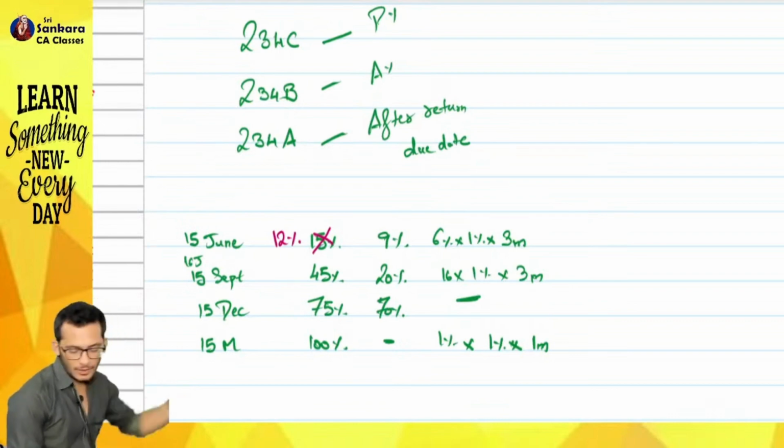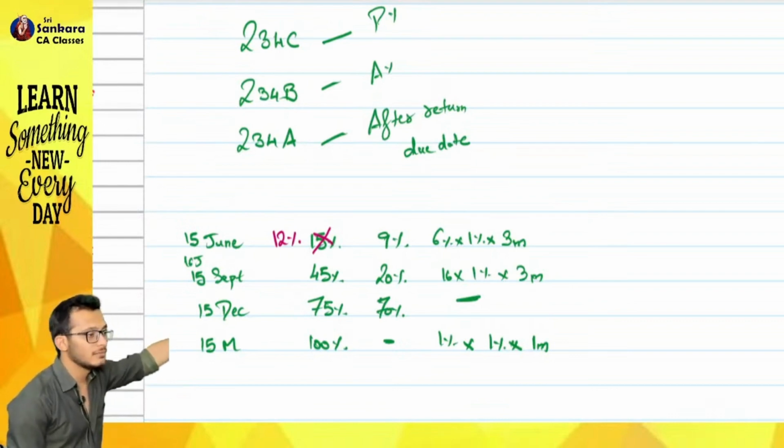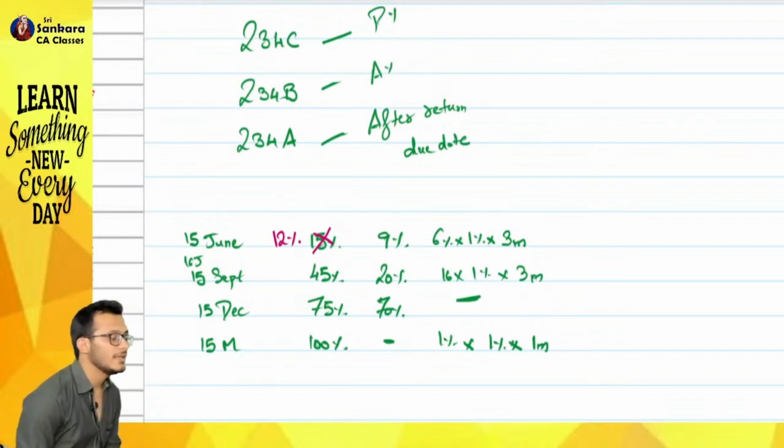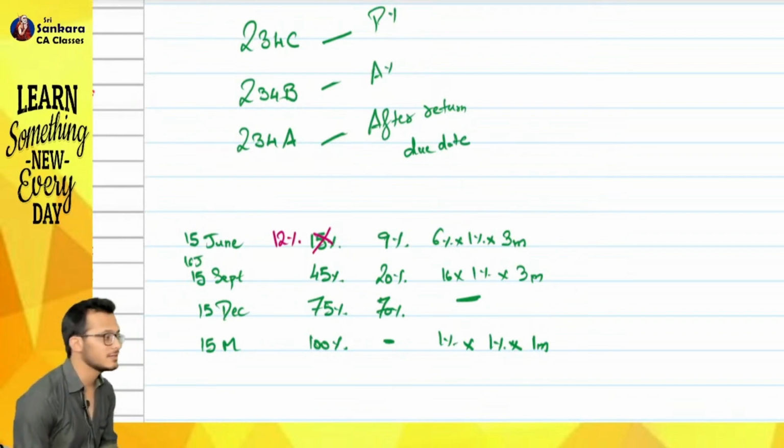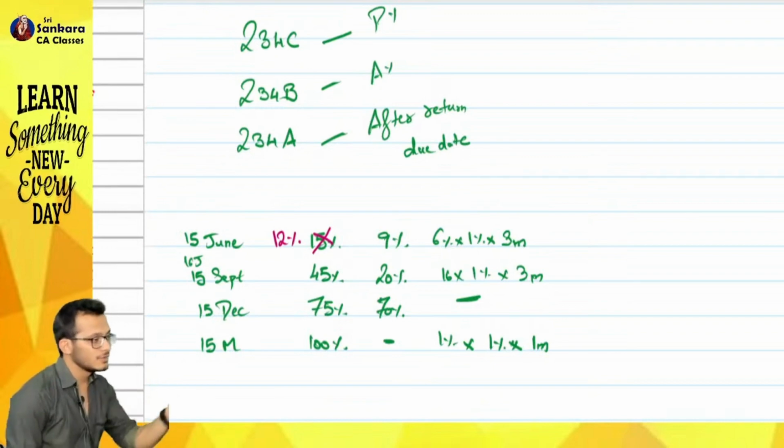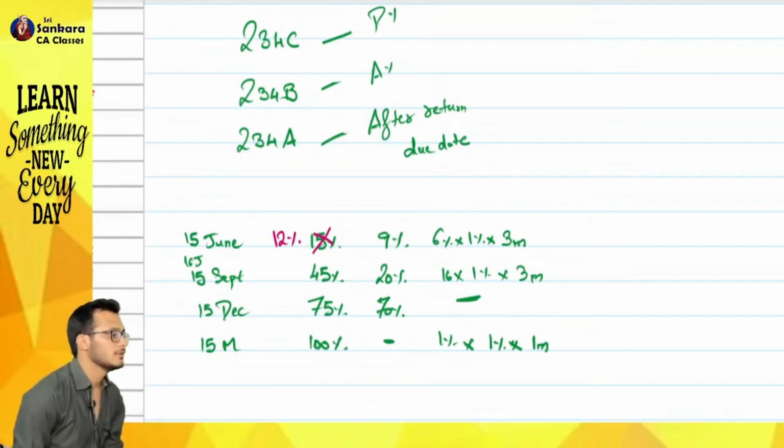I did not pay 12, Rahul, I paid 9. My shortfall is 3 or 6? 6. My shortfall is 6. Please understand, 12 is just a checkpoint. If you pay more than 12, no interest. If you pay anything lesser than 12, you will start from your 15.